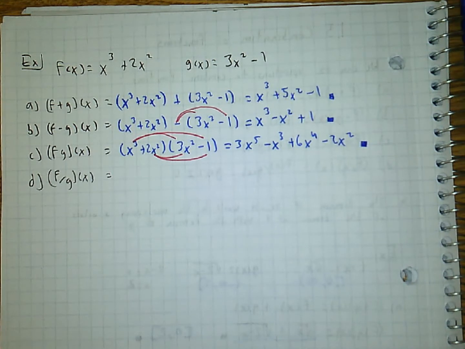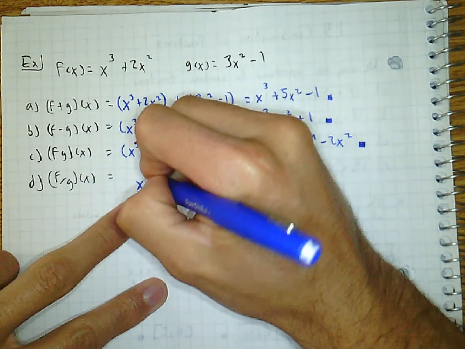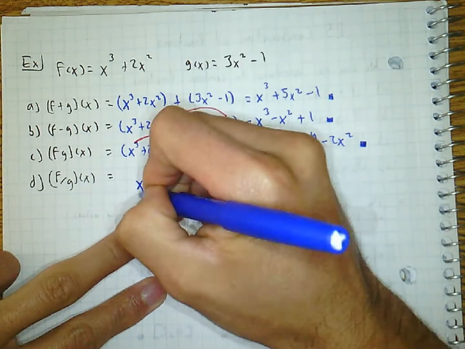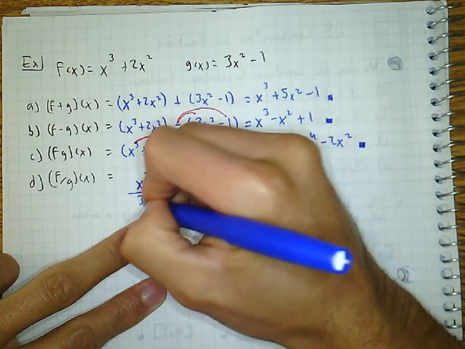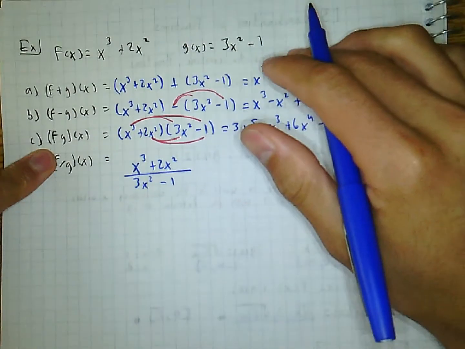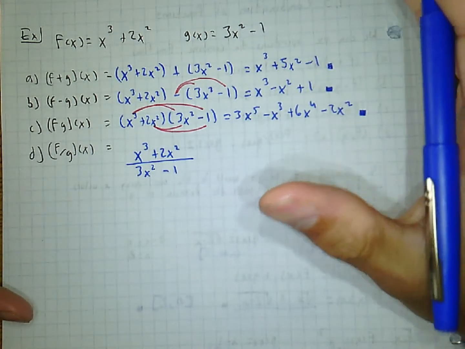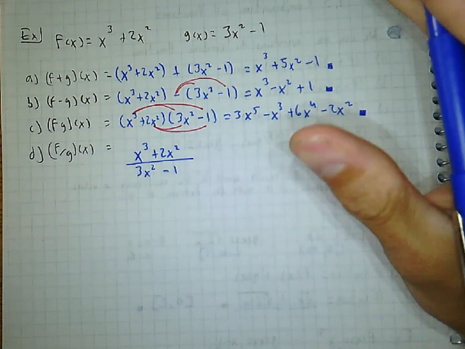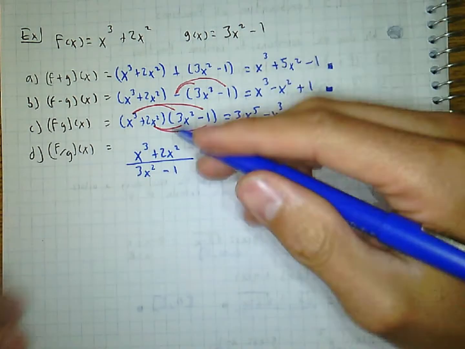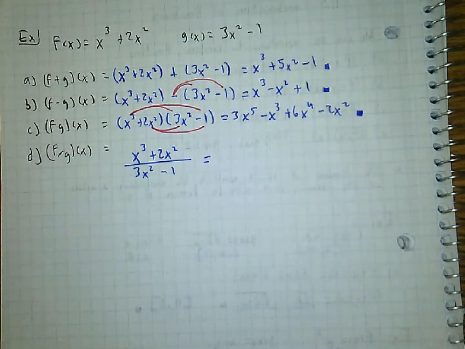So for our division, we're going to go ahead and take our f function, which in our case is x to the third plus 2x squared. And we're going to divide it by 3x squared minus 1. Now, with division, hopefully you can remember back to algebra 2. In order to divide, you're going to try to factor things out, and if anything cancels out from both the numerator and denominator, you can cancel out those terms. I can already tell that it's not going to happen here, but let's go ahead and give it a shot and pretend that we don't know that.